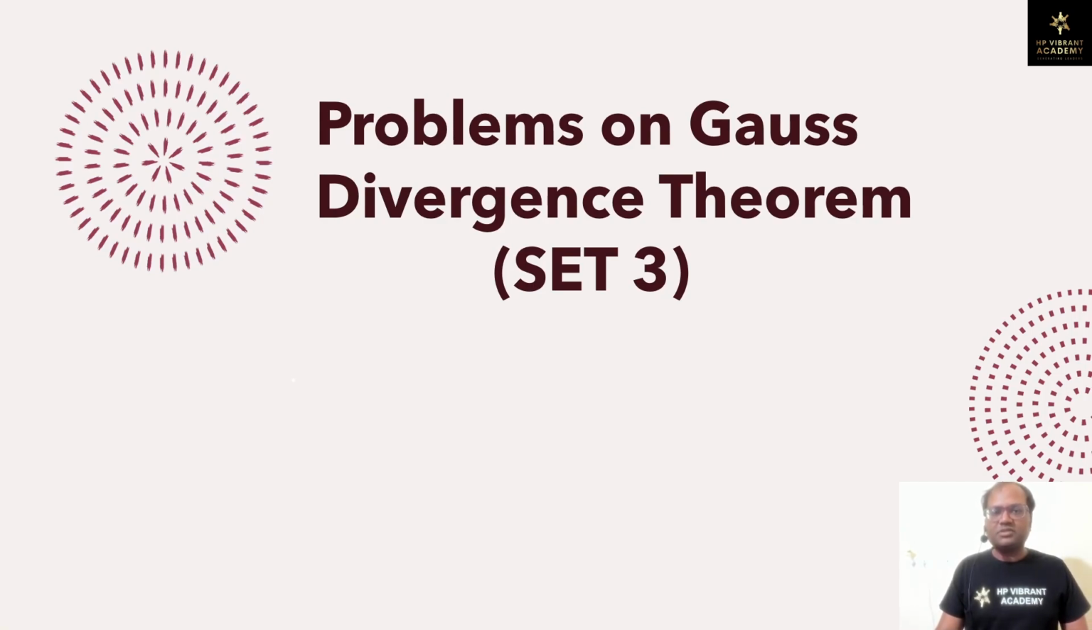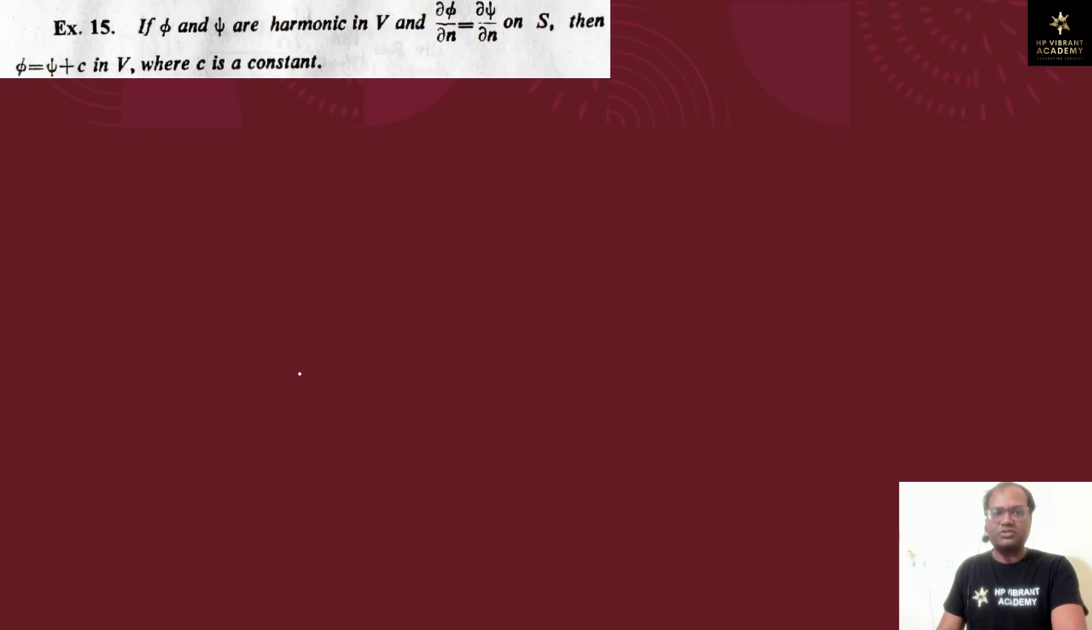In the last lecture we have discussed up to question number 14. So I will discuss question number 15 onwards in this particular lecture. So basically we are discussing the problems on the Gauss divergence theorem. So let's start our discussion on the questions. So what is given in question number 15?